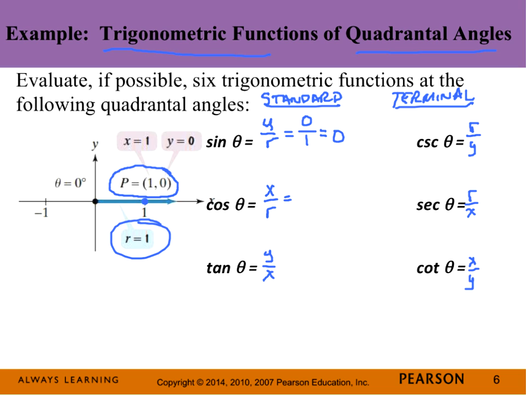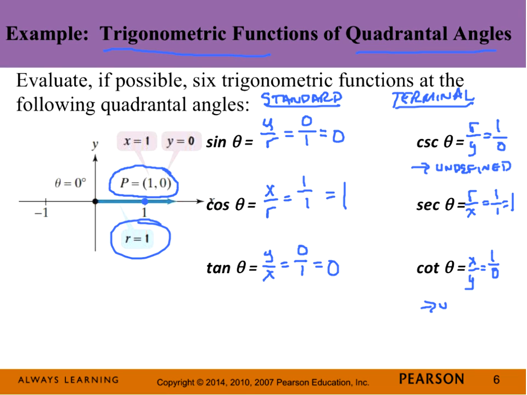For the cosine of theta, we have x over r, which is 1 over 1, or just plain old 1. Y over x, we have 0 over 1, which is just 0. The cosecant, r over y, is 1 over 0. You cannot divide by 0. This is undefined. So the cosecant of theta for a 0-degree angle is undefined. And r over x is 1 over 1, which is just 1. And x over y is 1 over 0. We've got division by 0 again, so we are undefined.